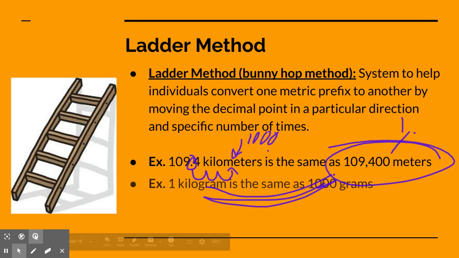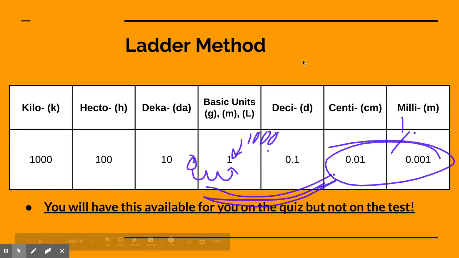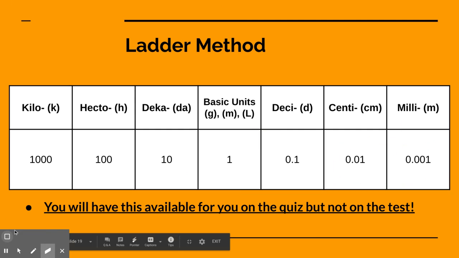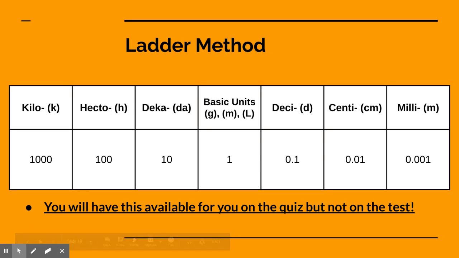I think the next slide should be these steps. Other examples. Okay, so everyone will have this. You should have this filled out by now, so you will have this available for you on the quiz. That's going to be this Friday for A days, Monday for B days, but it's not going to be on the test. Part of the test is knowing how to put these together, in what order. I'll give you the values, but I won't give you the prefixes. So we've got to know the prefixes.